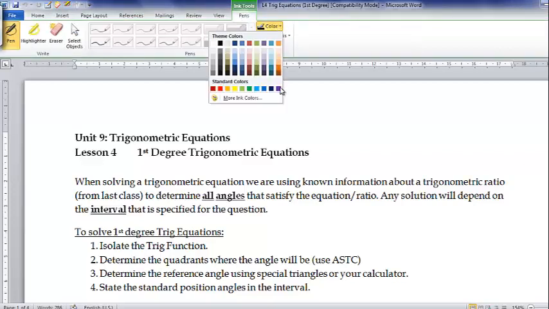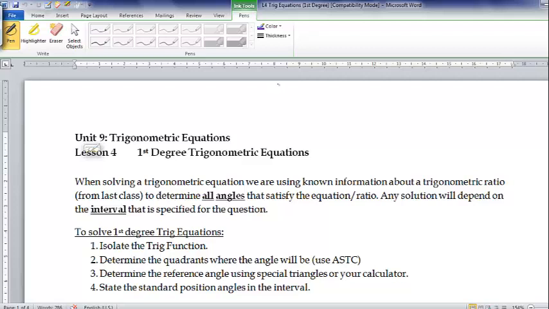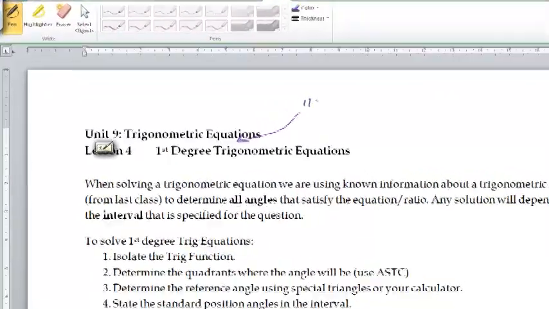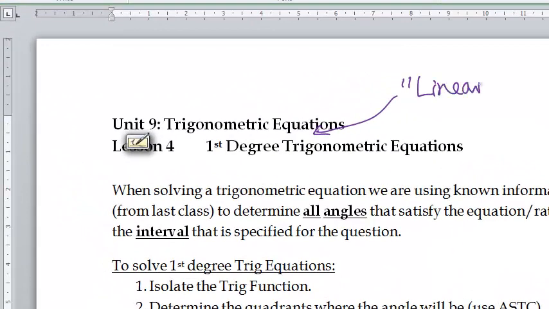Okay, so here we go with lesson 4. In lesson 4, we're going to be learning about trig equations that are linear, so first degree. So when you think about linear, we're thinking that the power is 1, of course, like always. When solving a trig equation, what we're going to be doing basically is trying to solve for the trig ratio and then using that information from lesson 3 to determine all of the angles that satisfy an equation.